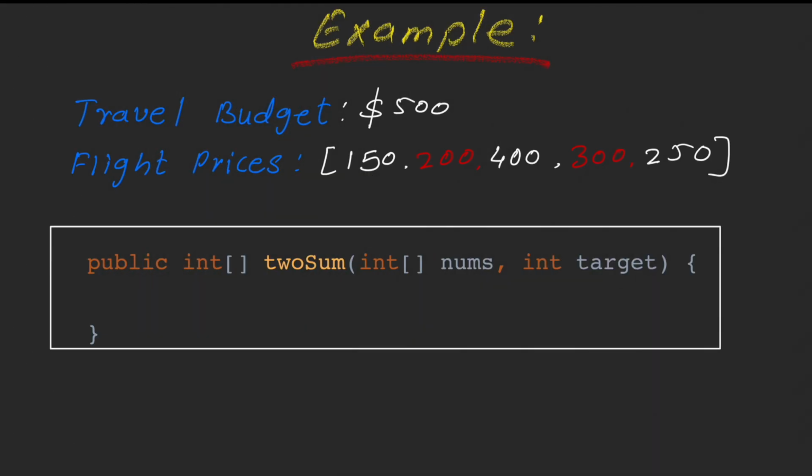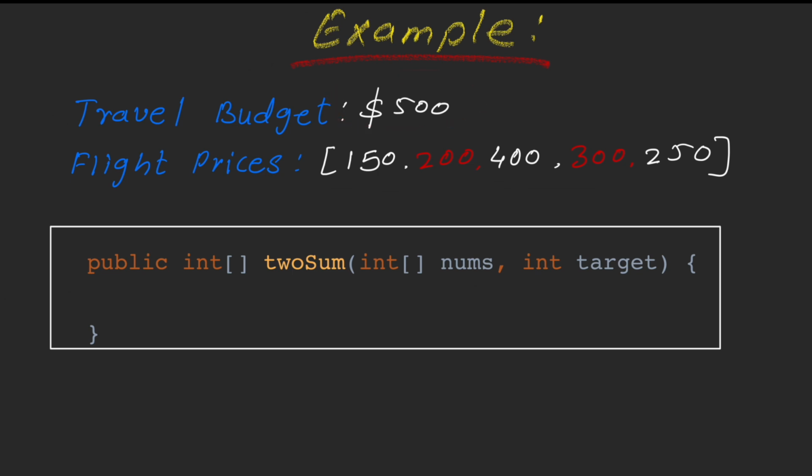Here is a real world example. Let's say you have a travel budget of $500 to book two flights, one for yourself and one for your friend. You check a website and here are the flight prices. This is a method signature where travel budget is target and flight prices are integer array. Now, the task is to find two flights whose total cost is exactly $500.